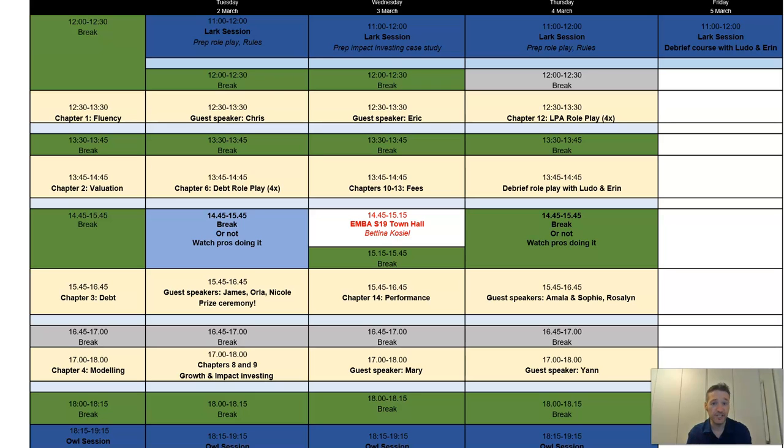Chapter 4 is about financial modeling. Financial modeling is a big deal in finance in general, but also in private equity in particular. And so we have to get familiar with modeling.